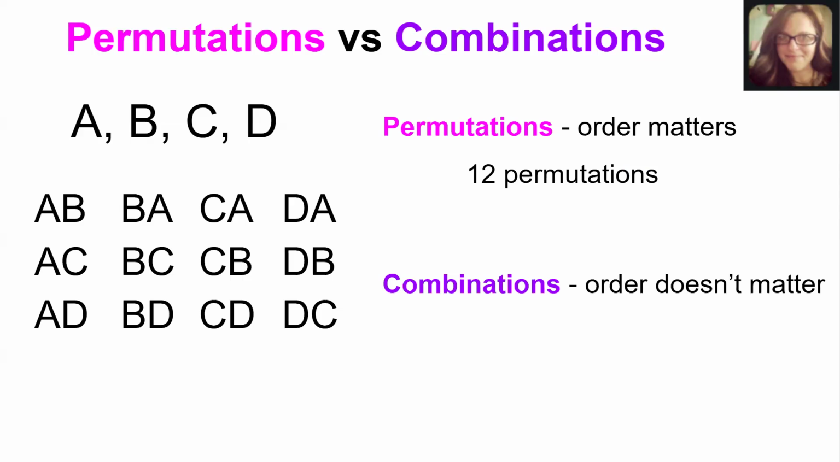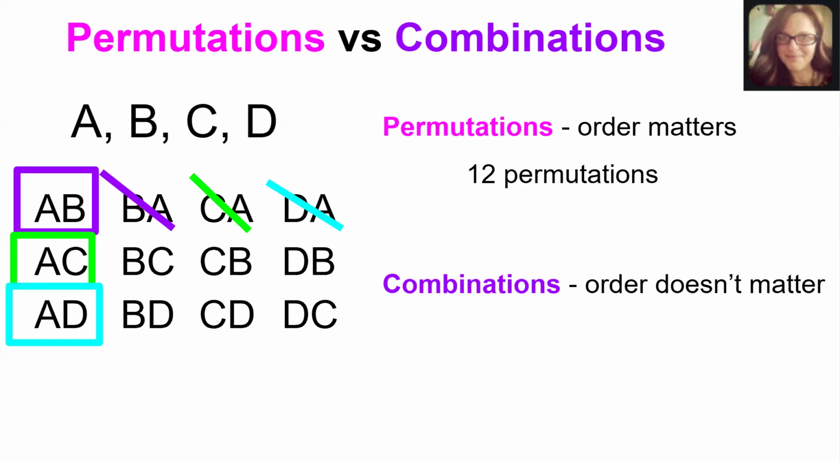Combinations are when order doesn't matter. So if we take a look at AB and BA, they're the same combination. A and B are together. So we'll only count AB one time. And we'll do the same thing with the others. AC and CA, we just need one combination where A and C are together.